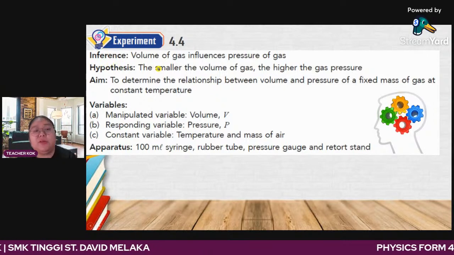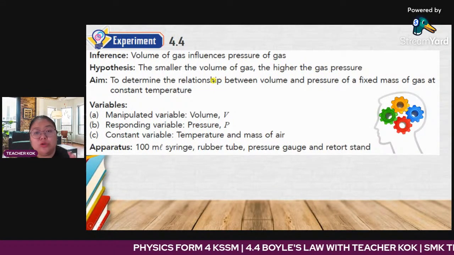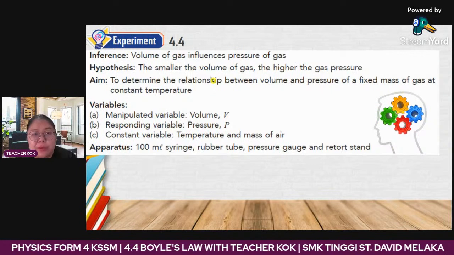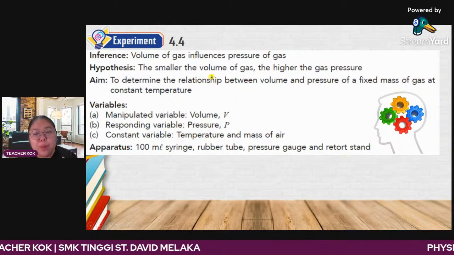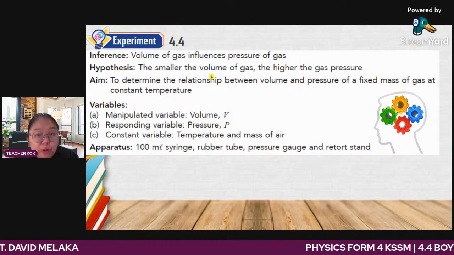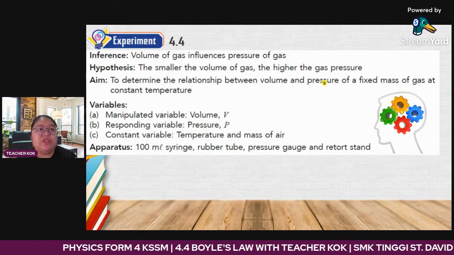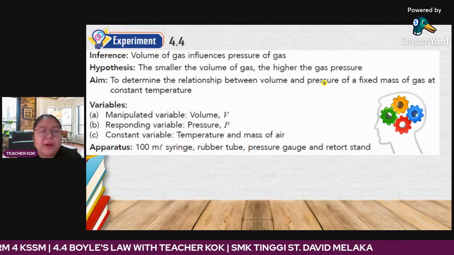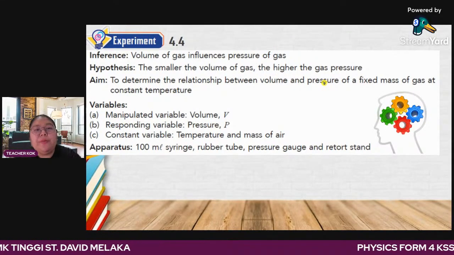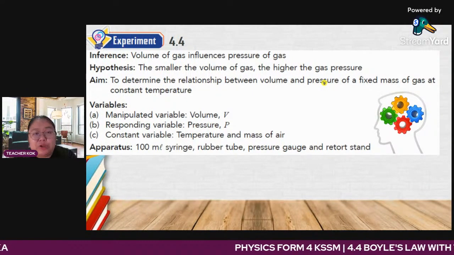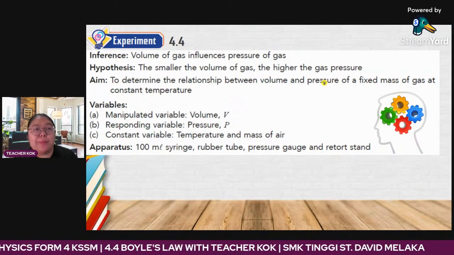The first one is the inference: the volume of the gas influences the pressure of the gas. Just now in the diagram, I made the volume smaller, and we saw what happened to the gas pressure. So the hypothesis is: the smaller the volume of the gas, the greater the pressure. For the ball, I squeeze it to make the volume smaller, so the gas pressure inside the ball will increase, just like the diagram just now. Experiment book, sorry, not exercise book, because this is an experiment. Just like the container I showed you, when I compress until the volume becomes less, what happened to the pressure?